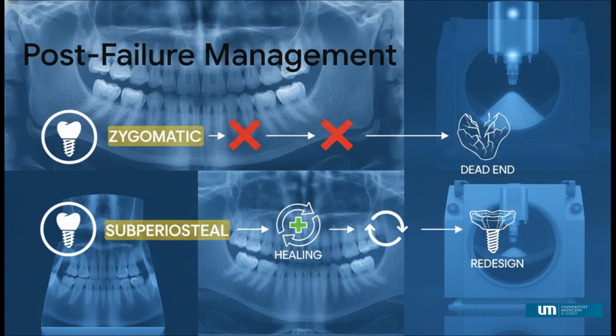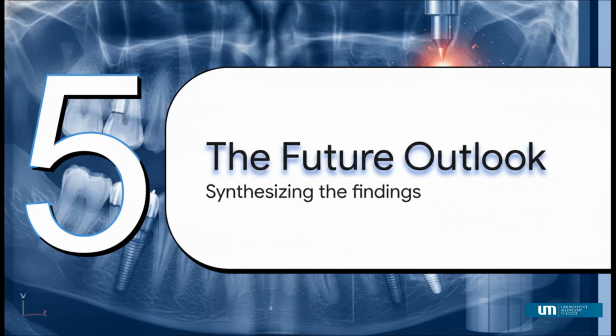And here's a crucial long-term consideration. What's the plan for managing a potential implant failure? You see, after a failed zygomatic implant is removed, resorption of the zygomatic bone often means you can't retreat. The subperiosteal approach, however, allows for reimplantation with a redesigned implant after a healing period, which offers much greater treatment flexibility down the road.